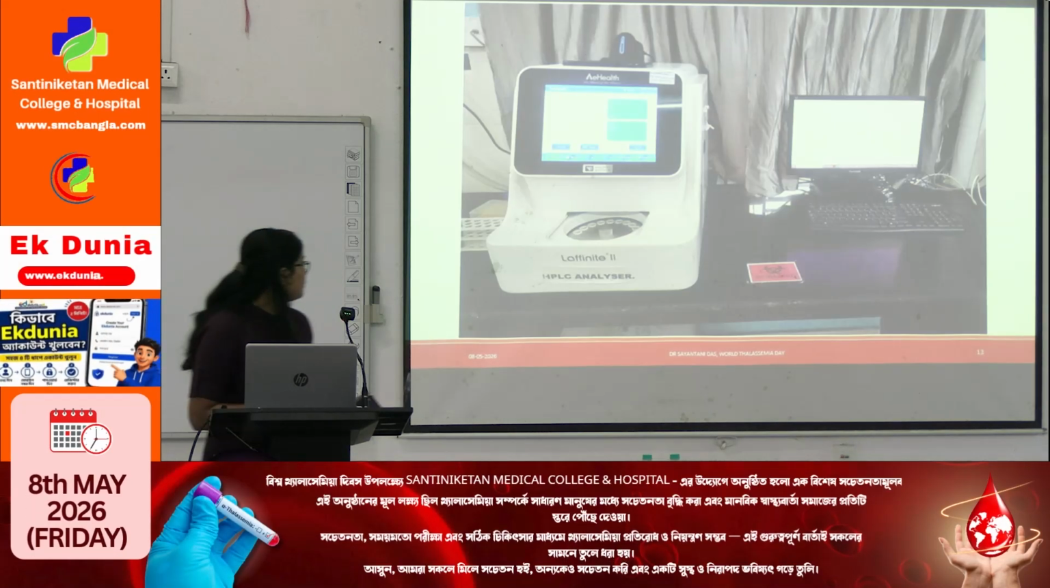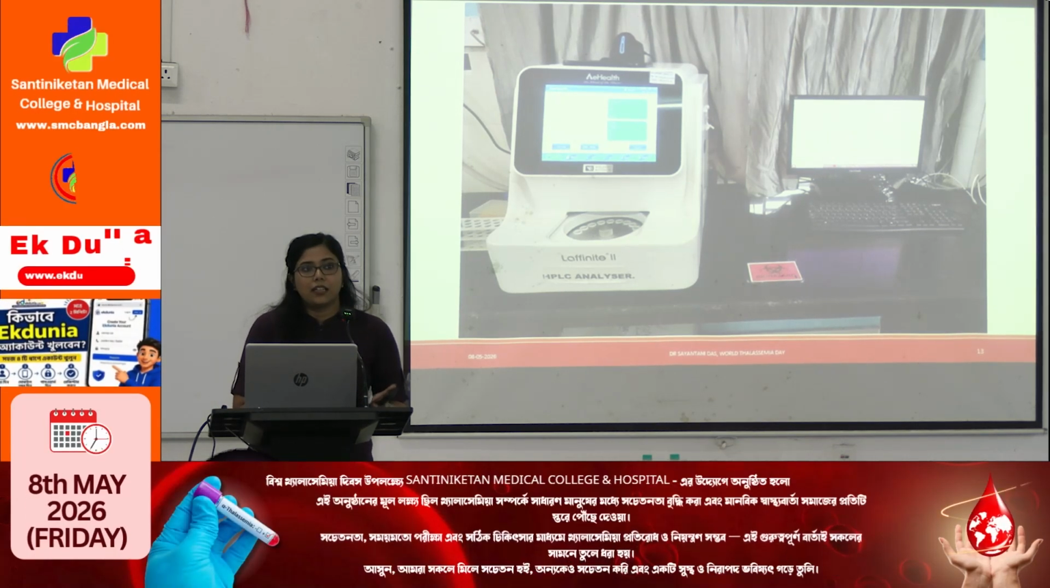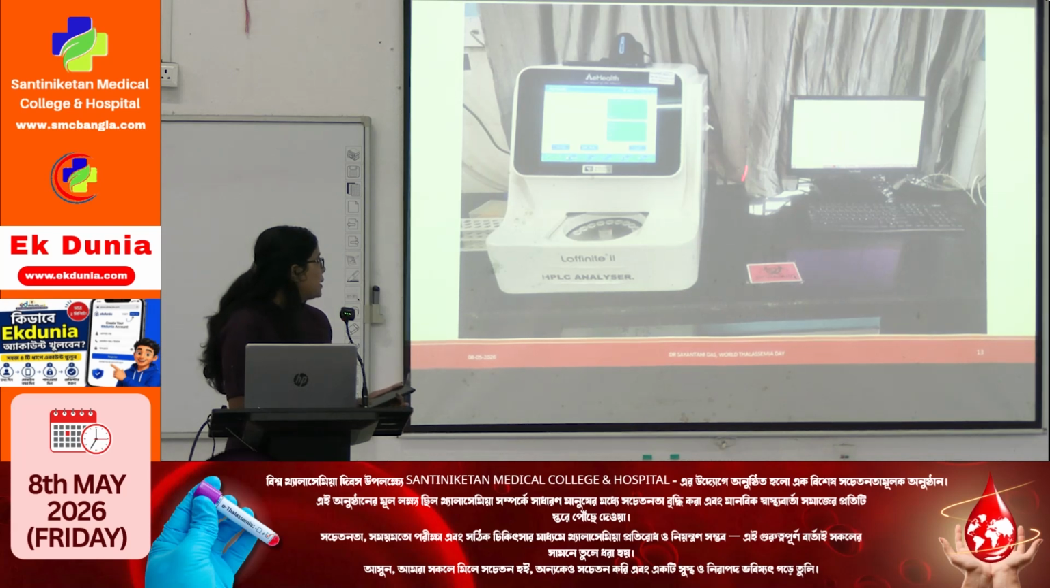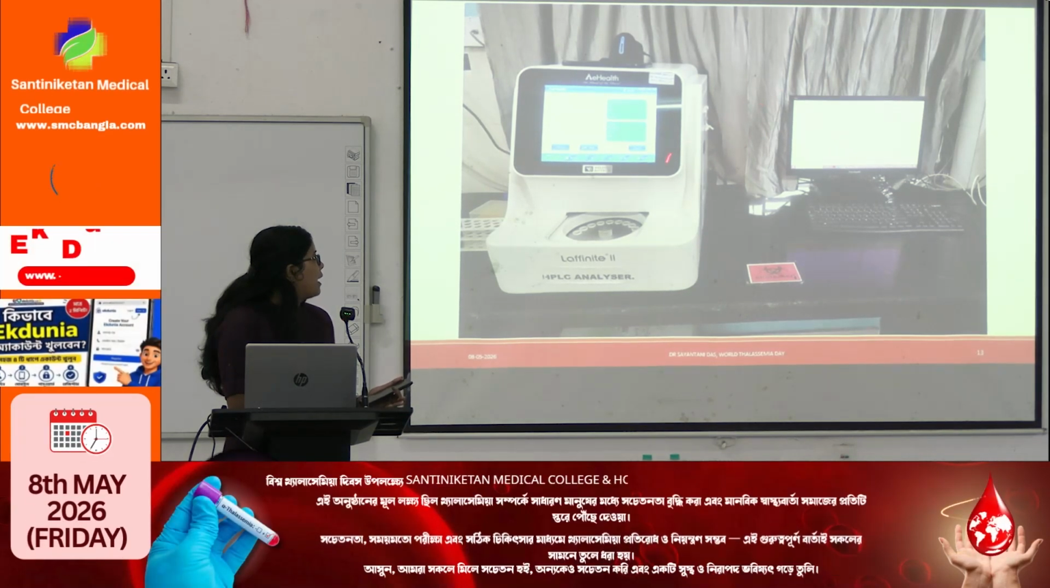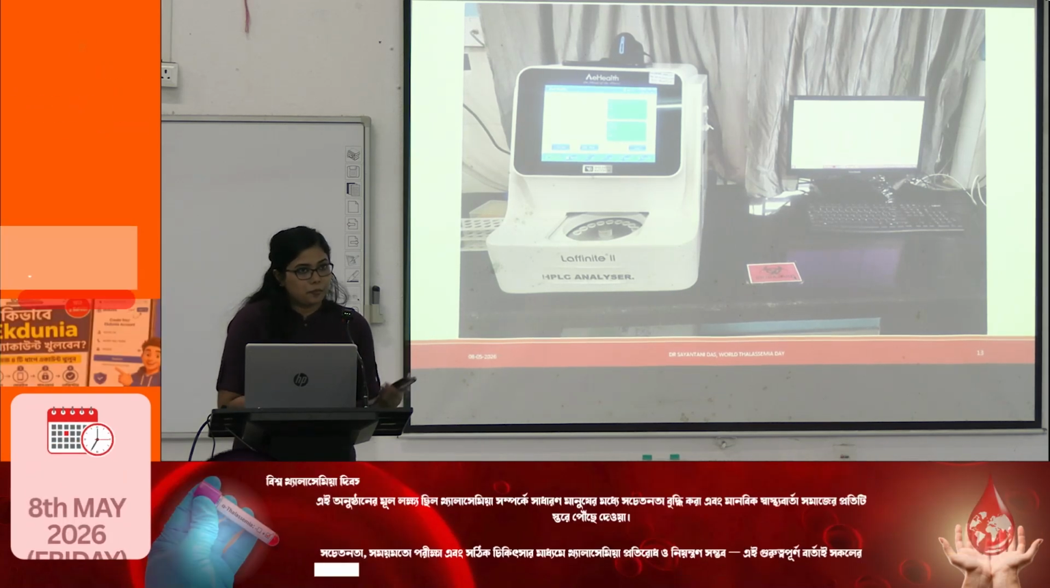Okay, so this is the HPLC analyzer machine that we are using here in Shantiniketan Medical College, in our laboratory. This is the machine where the samples are being run, and in the desktop we can analyze the results and we can tabulate them according to the patient serial number.